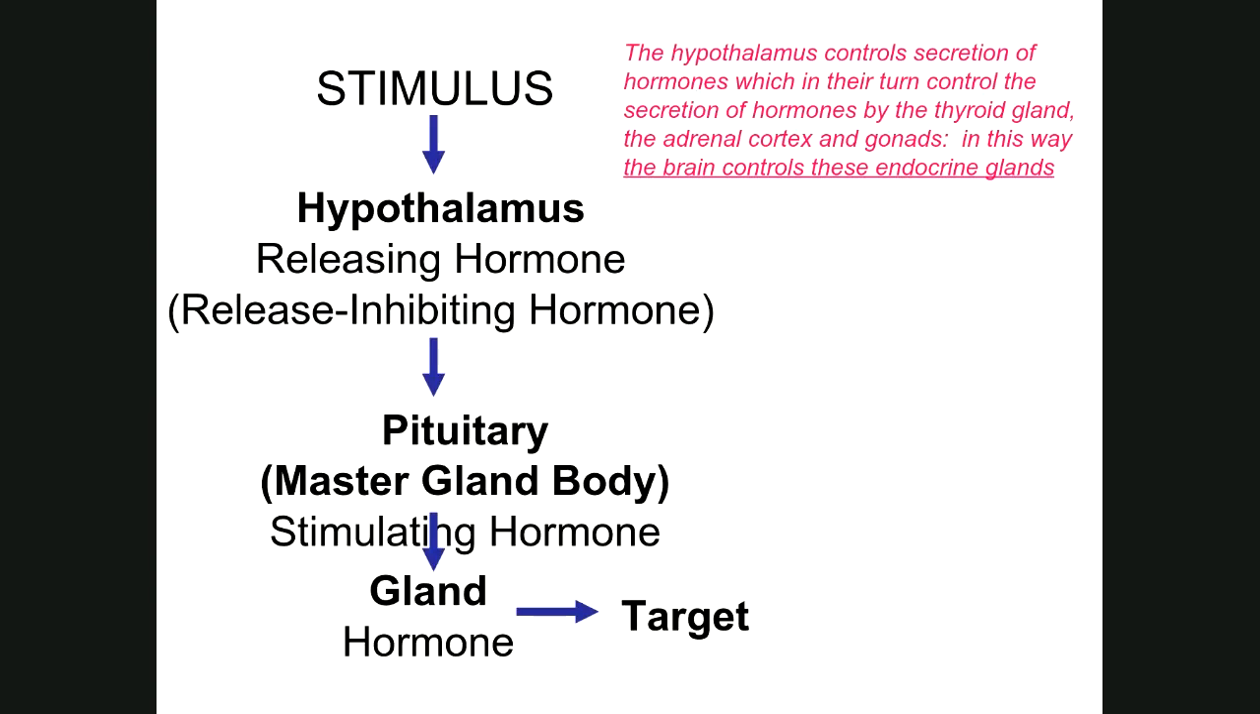The hypothalamus is the most important. It controls the secretion of hormones, which in their turn control the secretion of hormones by the thyroid gland, adrenal cortex, and gonads, and this is the way the brain controls those glands. For example, if T3 and T4 have been reduced in our body, something in our body will sense that and send a stimulus to the hypothalamus. The hypothalamus will release hormones that we call releasing hormones, right? And they can also do the opposite. We will see it because it will play a role as a negative feedback.